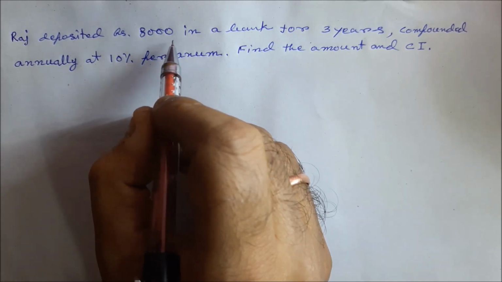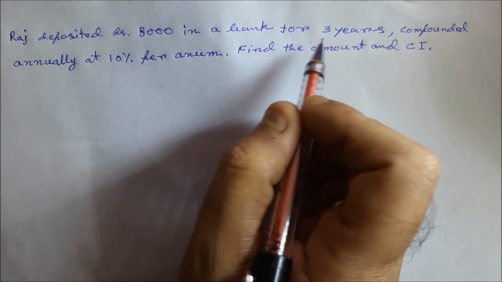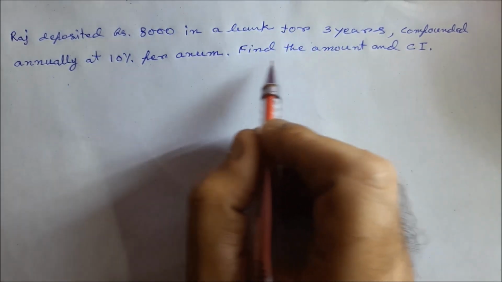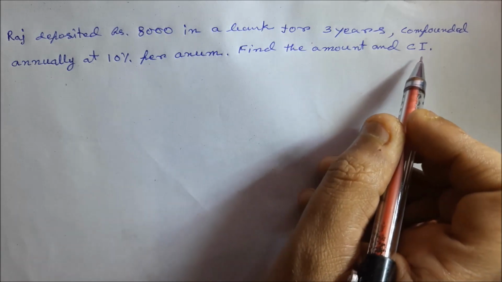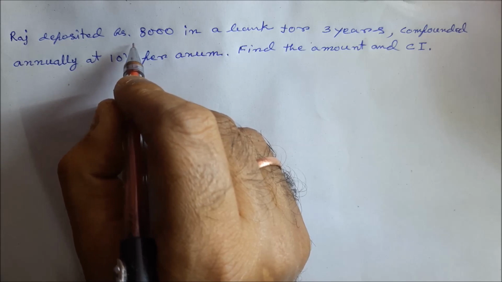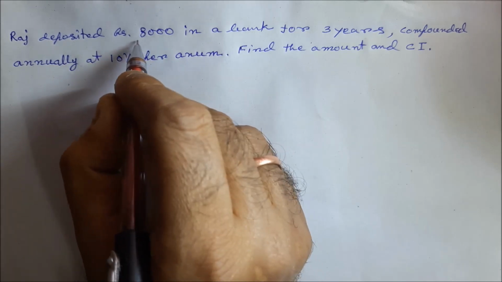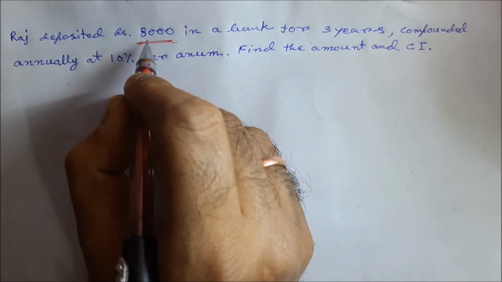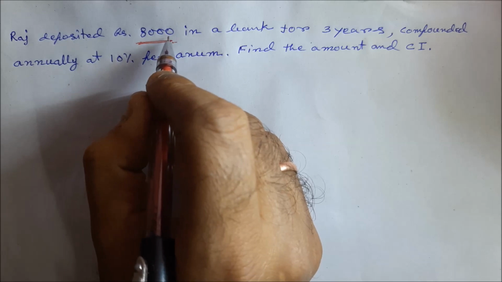Raj deposited rupees 8,000 in a bank for 3 years, compounded annually at 10% per annum. Find the amount and compound interest or CI. Fine. So what have they given? First of all, we must understand that particular concept. Raj deposited an amount of rupees 8,000 in a bank. That means principal is equal to 8,000.